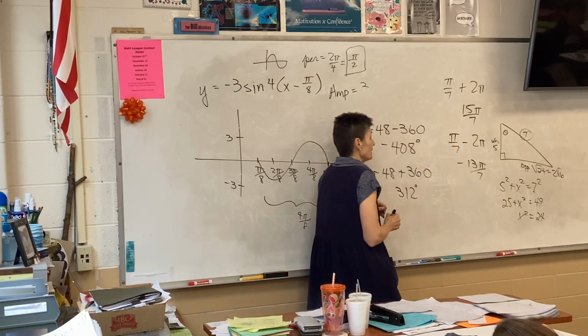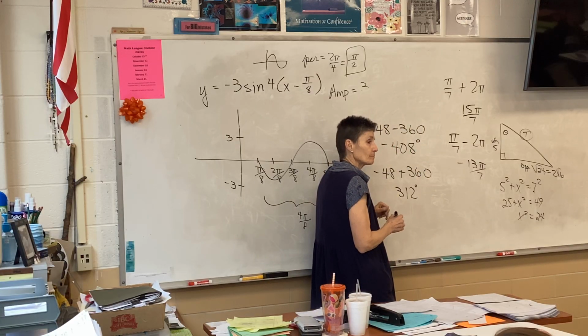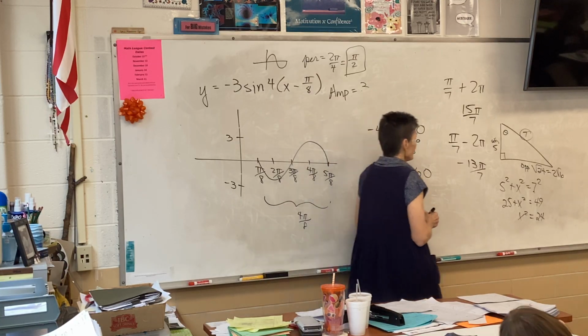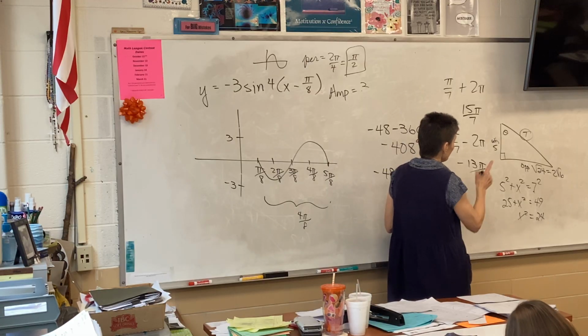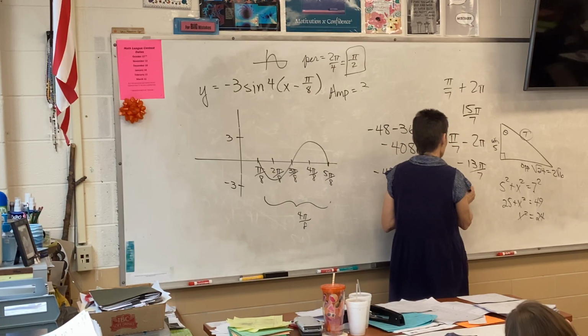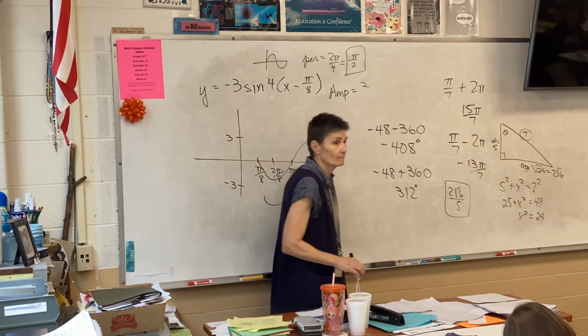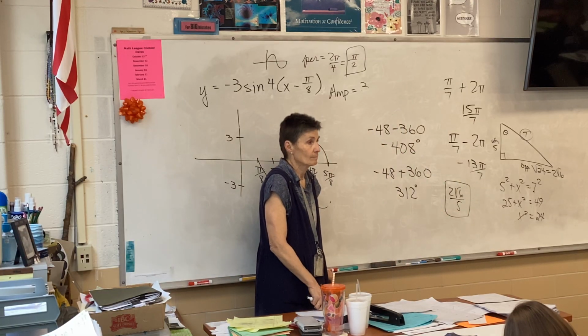So I wanted tangent. Tangent is opposite over adjacent, 2 root 6 over 5. Yep. And then what's this next one?